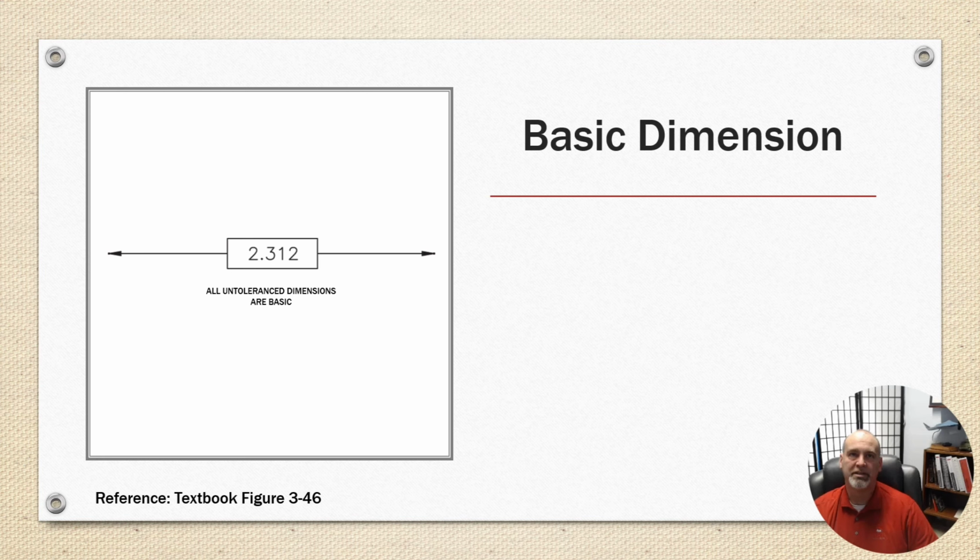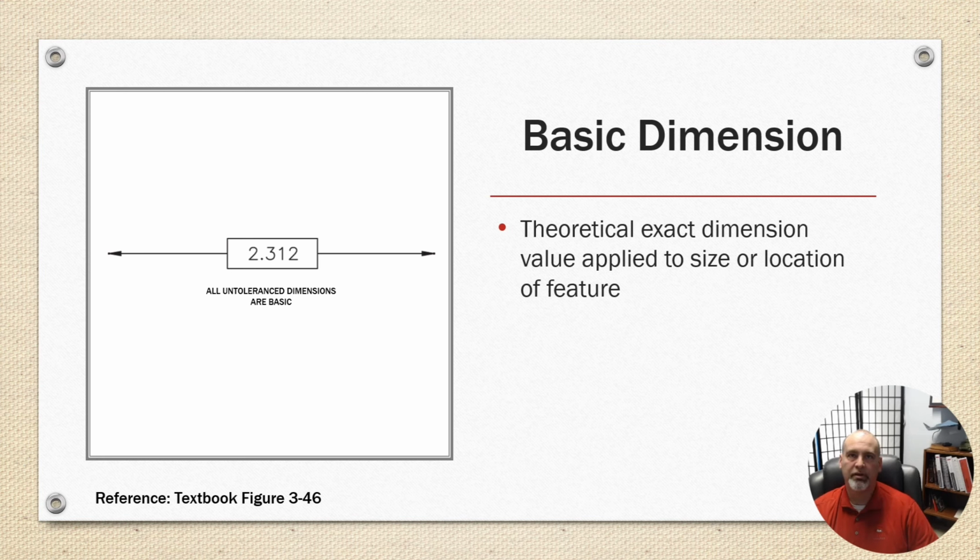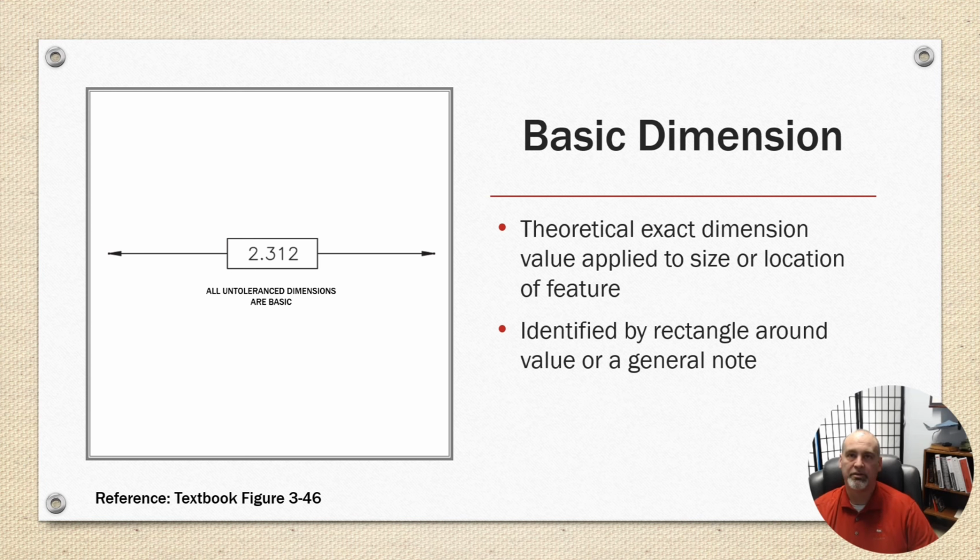We have our basic dimension. It's a theoretically exact dimension value applied to the size or location of a feature. It's identified by a rectangle around the value, or a general note that says everything on the drawing is basic.